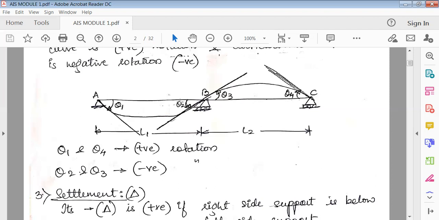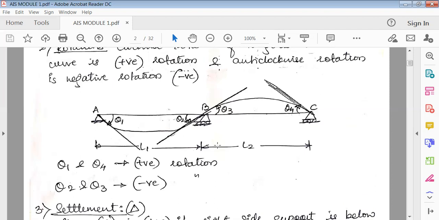Similarly, check out theta 2. This is the initial, original shape of the beam, and this is the deformed shape. From initial to deformed, draw this arrow. This is going anti-clockwise. Next, similarly, this is the original shape and this is the deformed shape. With respect to the original shape, check the deformed shape. Again, this is going anti-clockwise. That is theta 3. And the last one, original shape and deformed shape, draw an arrow. This is also clockwise.